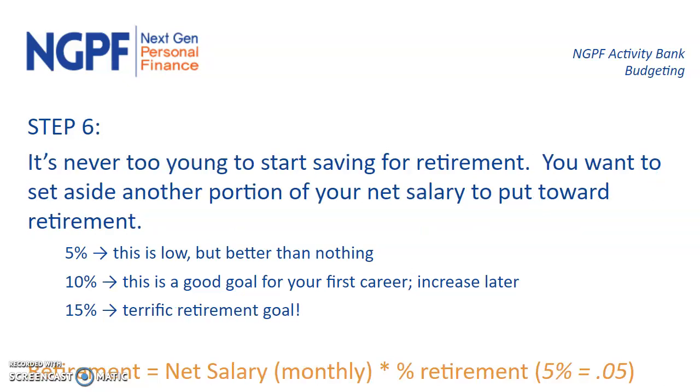All right, step 6. It's never too young to start saving for retirement. We've talked about that. You want to set aside another portion of your net salary to put towards retirement. So again, the same percentages, 5, 10, or 15. You're going to take that net salary monthly times retirement. So 0.05 if you're doing 5%, etc.